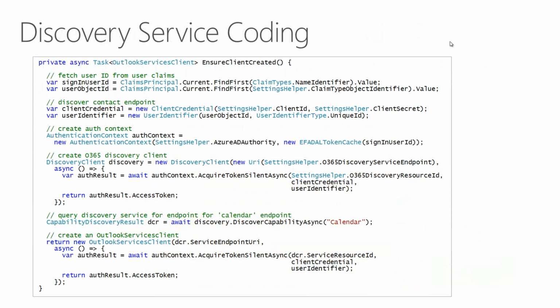Just as an example, here's the code that we used to write. Let's say that you want to program against the calendar. The first thing we have to do is program against the discovery service. So let's call into the cloud to get an access token for the discovery service. Then I could make a call into the discovery service and say, show me the service endpoint for something like the calendar. That would give me back the service entry point to the Outlook service. And then you'd have to get another access token for that. So it's just a whole bunch of work.